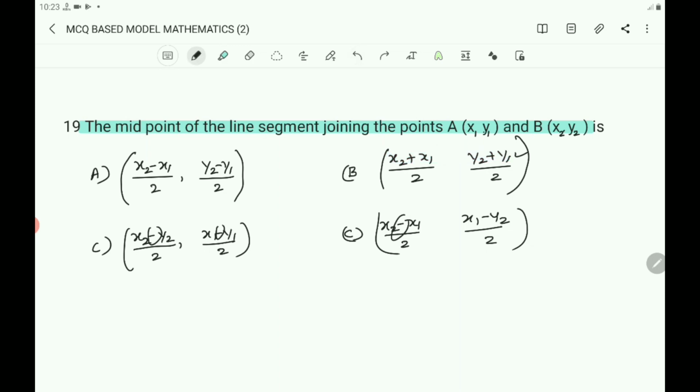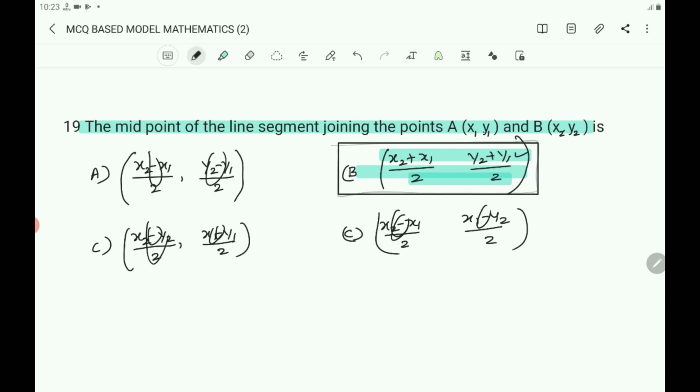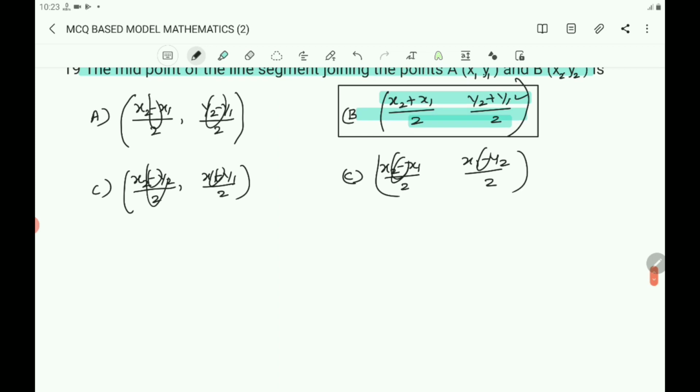Here all the relations have negatives. Only one formula, B, has (x2 plus x1) by 2, (y2 plus y1) by 2. Also you can have (x1 plus x2) by 2, (y1 plus y2) by 2. Here x2 plus x1, y2 plus y1 is there. So this is the correct answer. So option B is the correct answer.